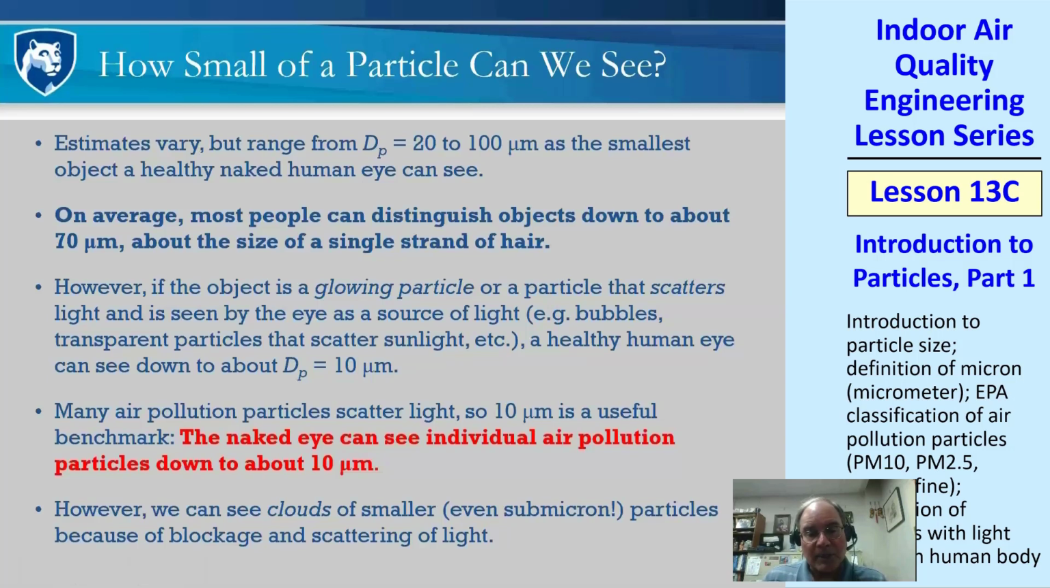So most air pollution particles from burning, as we just learned, are about 1 micron or smaller. So how do we see that? We don't see the individual particles when they're that small, 1 micron, or when they're actually anything less than about 10 microns. We can't see those particles, but we can see clouds of them. So even submicron particles, we can see if there's billions of them in the air.